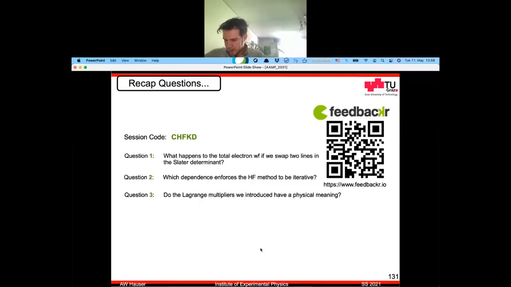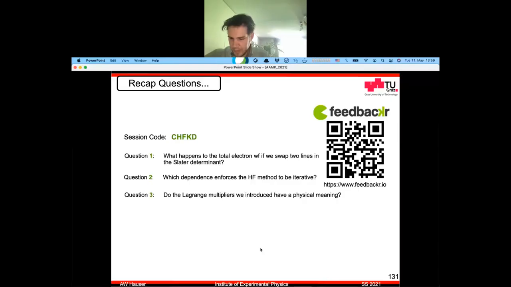So, okay, I think we have almost the same numbers on all questions. I'll probably get going with the first question. What happens to the total electron wave function if we swap 2 lines? The correct answer is it picks up a sign. So let me stop. Yes, 100% did get this correct.